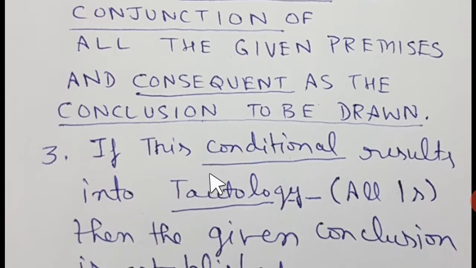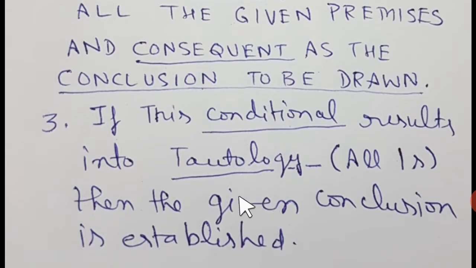Next we go for if this conditional results into tautology. If this conditional means the result of that particular column where we specify the entire thing, that must be having all ones only, no zeros are there, that means it is a tautology, then the given conclusion is established. So this is the three-step process. Now we will see how does it work.